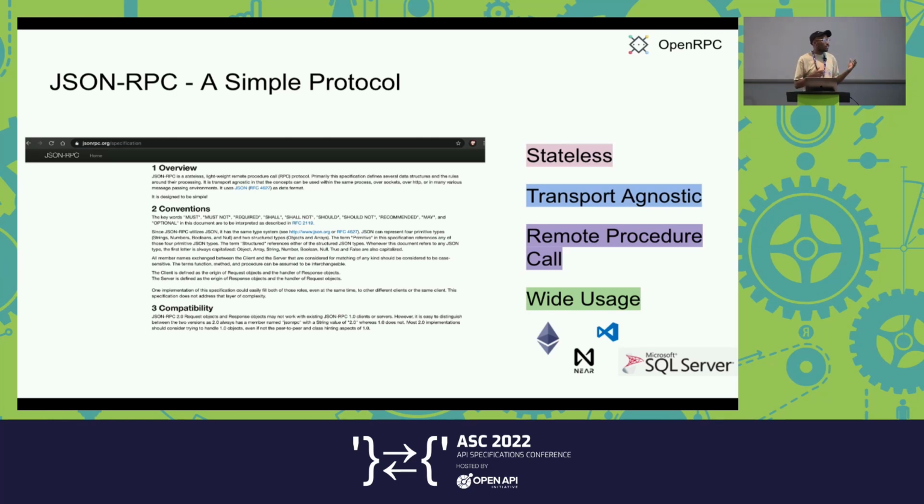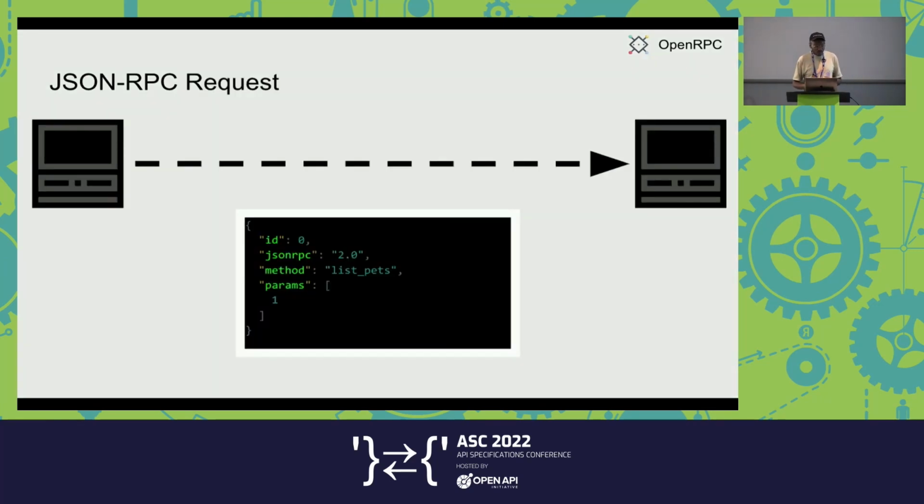And then the other thing is there's wide usage. If you look at blockchains today, almost every single one of them uses JSON-RPC, whether that's Bitcoin, Ethereum, or Near Protocol. And even Microsoft uses JSON-RPC quite a bit for a lot of their services. So you have VS Code, you have Microsoft SQL Server that are using JSON-RPC. So what does JSON-RPC really look like?